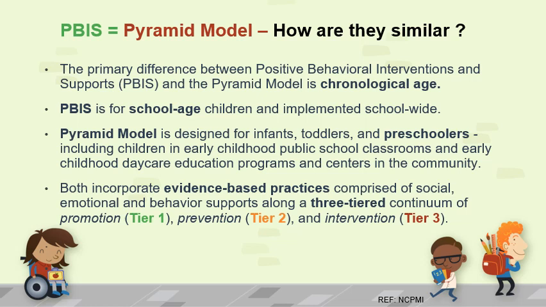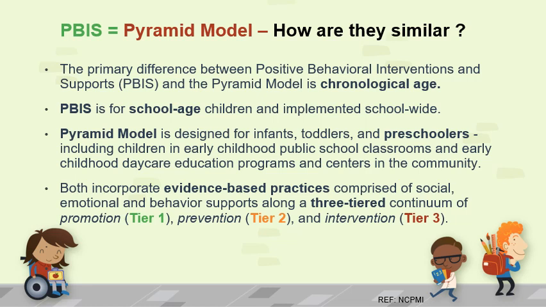How are they different? The primary difference between positive behavioral interventions and supports, PBIS, and the pyramid model is chronological age. PBIS is for school-age children and implemented school-wide. The pyramid model is designed for infants, toddlers, and preschoolers, including children in early childhood public school classrooms and early childhood daycare education programs and centers in the community.